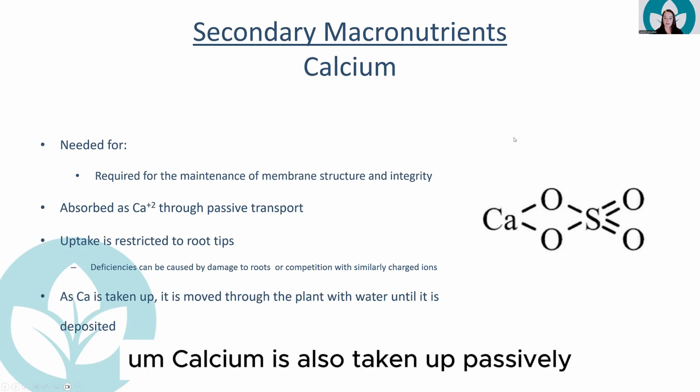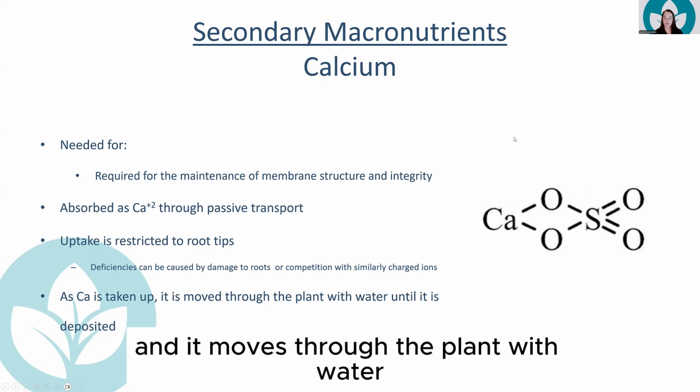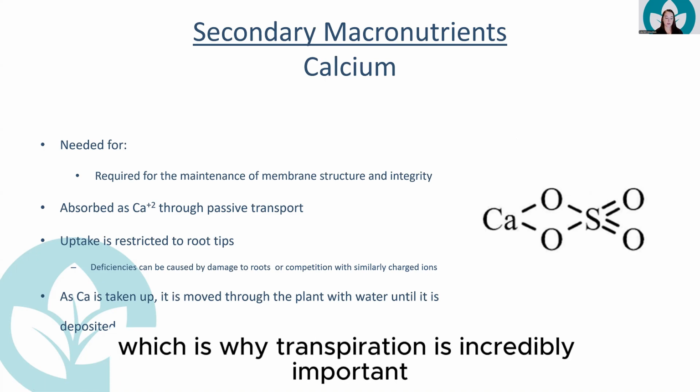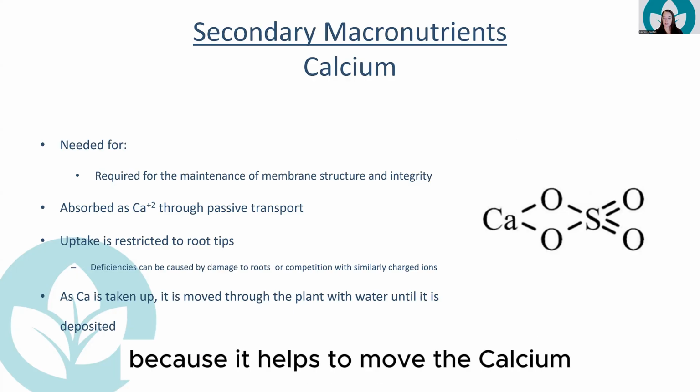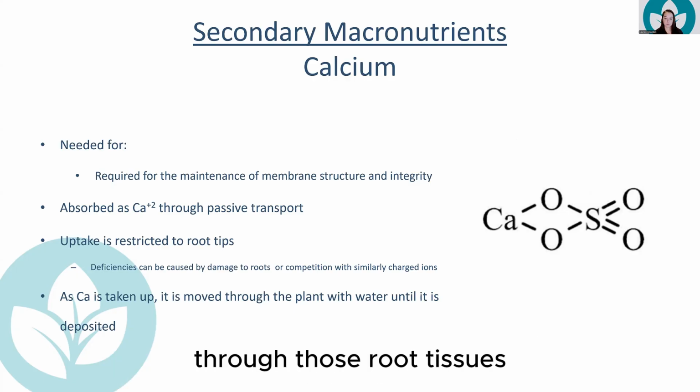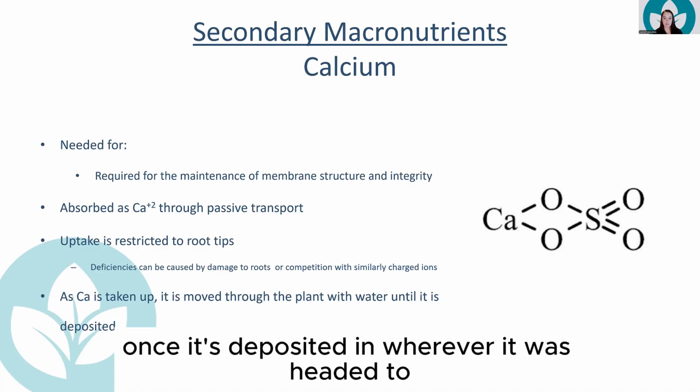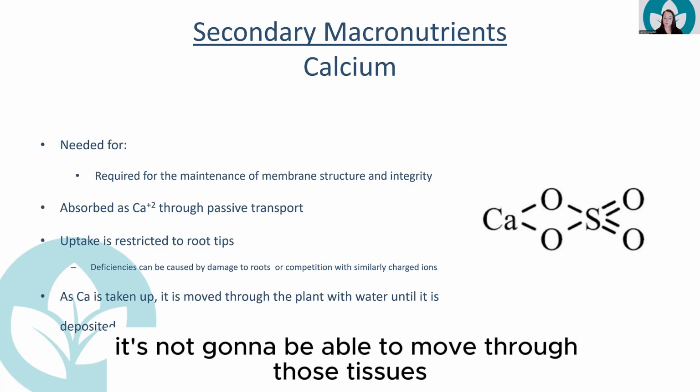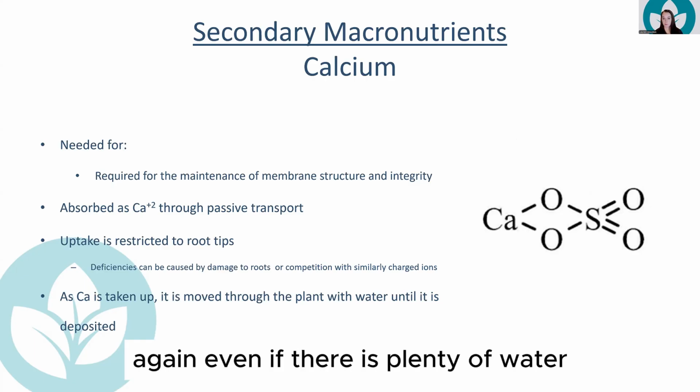Calcium also moves through the plant with water, which is why transpiration is incredibly important because it helps to move the calcium through those root tissues and the leafy tissues. However, once it's deposited wherever it was headed to, it's going to be immobile. It's not going to be able to move through those tissues again, even if there is plenty of water.